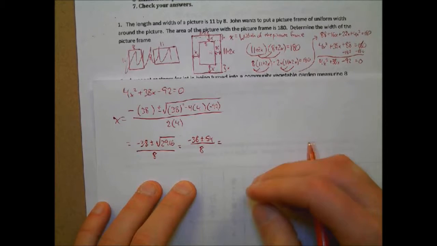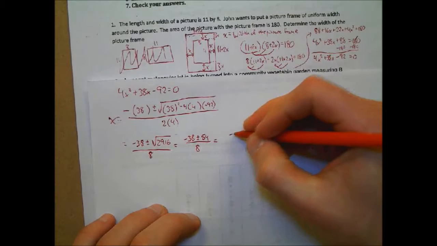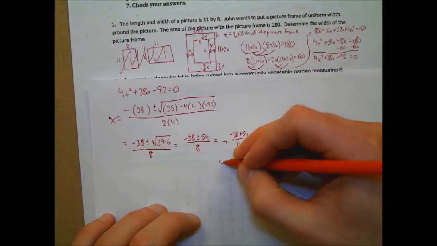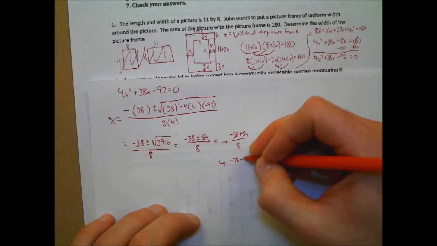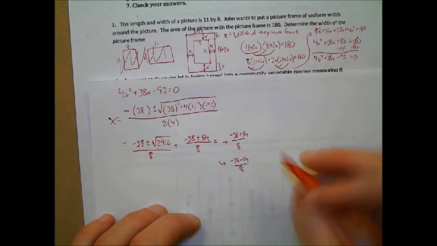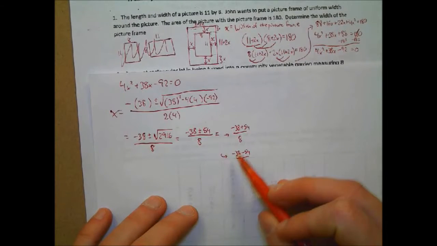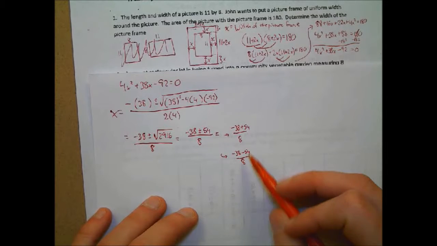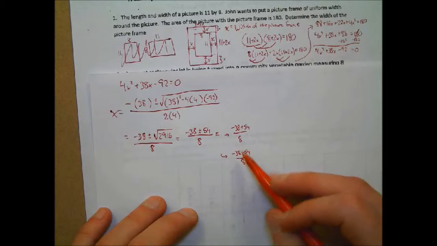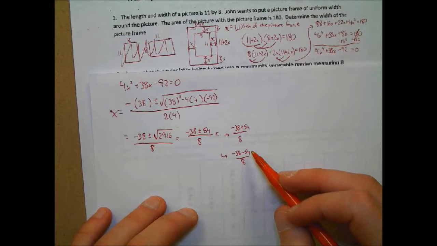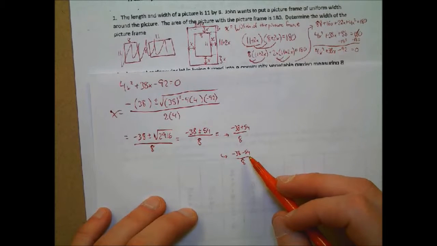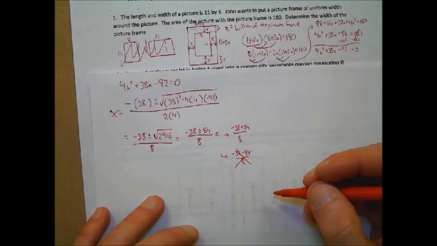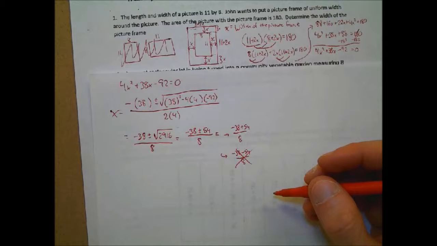All right. Let's continue here. I got 2 answers. I got negative 38 plus 54 all over 8, and negative 38 minus 54 all over 8. Now, I can look at this and see what kind of answer we're going to get. What kind of answer are you going to get when I do this one? It's going to be negative. Do I need to bother with a negative answer here? No. We are talking about lengths and widths. Negative, throw it out. We'll just do this one.